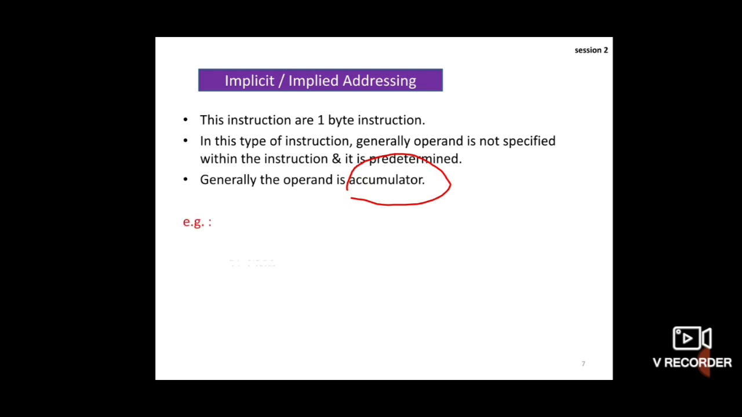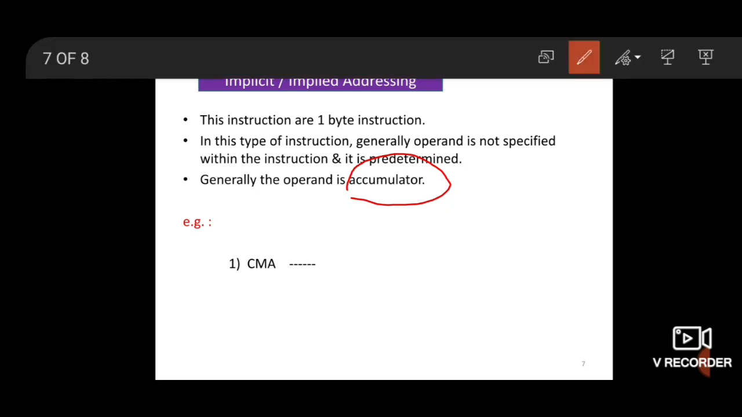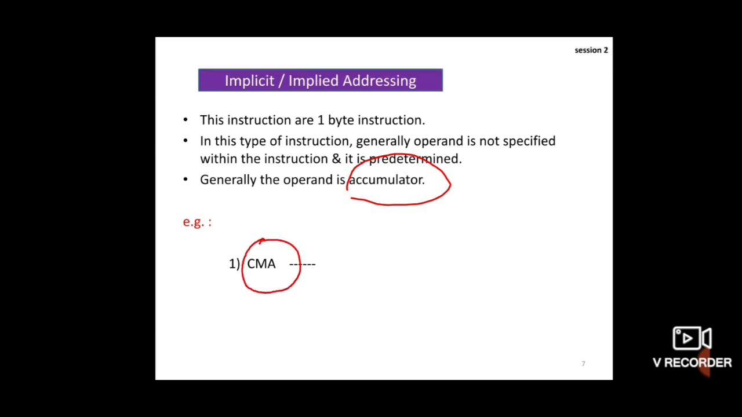Now see the example. CMA. This is the instruction. See, in this instruction, is any register specified? No. Is data specified? No. Is address specified? No. So only the instruction is there. So this instruction is included in which addressing mode? Implicit. CMA means complement the accumulator. It means in this instruction no data, no address, no register is specified. Complement the accumulator.